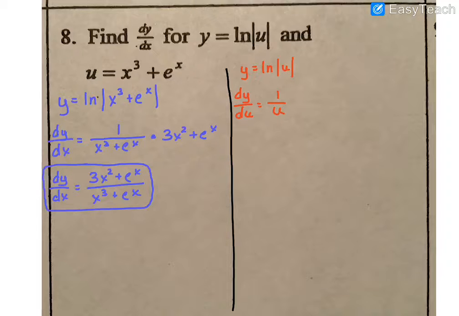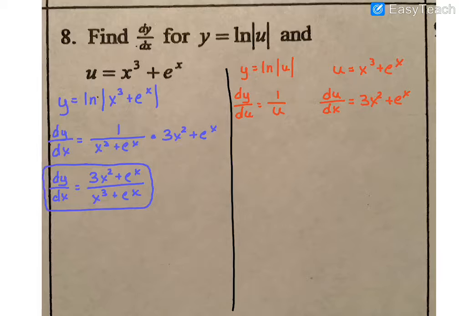We can also do the same thing with the other piece that's defined, which is u equals x cubed plus e to the x. In this case, it's a u equals equation defined in terms of x, so it's going to be the derivative of u with respect to x. So du dx, derivative of x cubed plus e to the x is 3x squared plus e to the x.